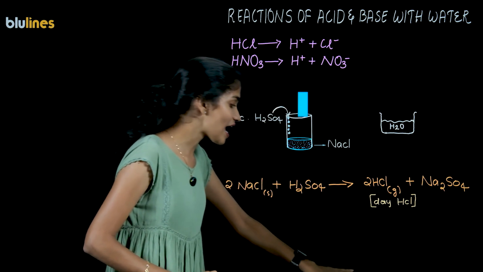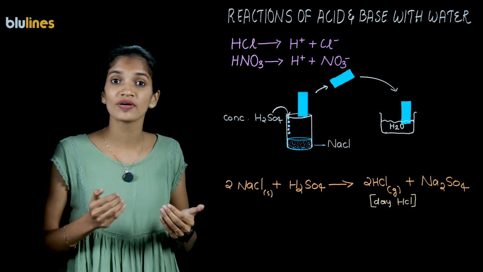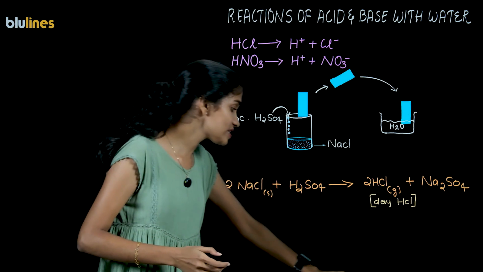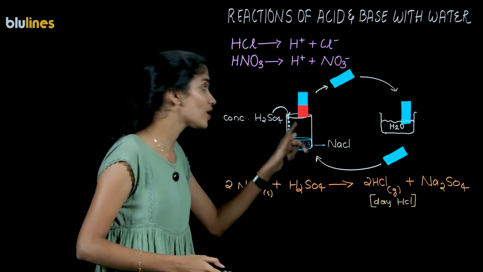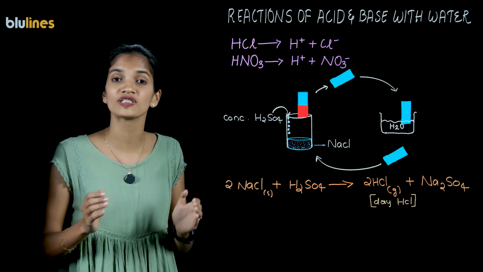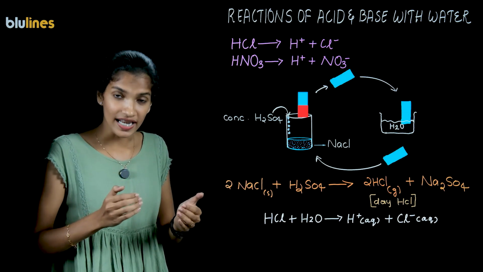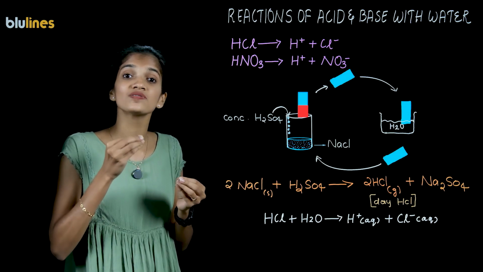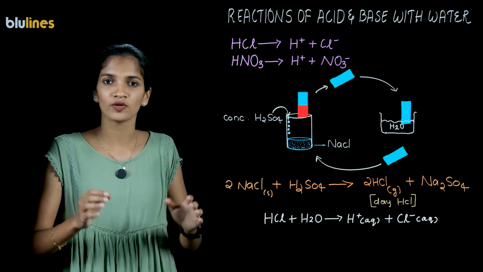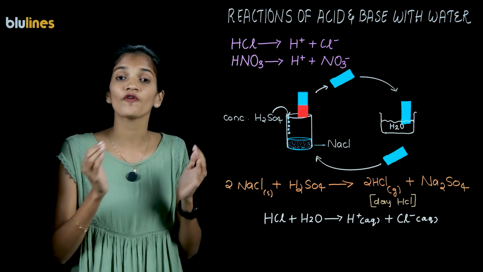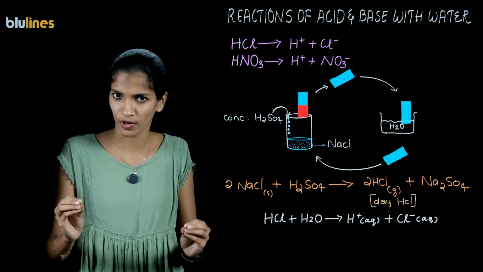I take the exact same blue litmus paper and dip it in water. Now, my blue litmus paper is wet, and I place that wet blue litmus paper at the mouth of this test tube. And now, as you can see, the color of the blue litmus paper changed to red. It means that HCl, hydrochloric acid, combines with water to give us H+ and Cl- ions. It means the acidic properties of a particular substance are visible only in the presence of water.